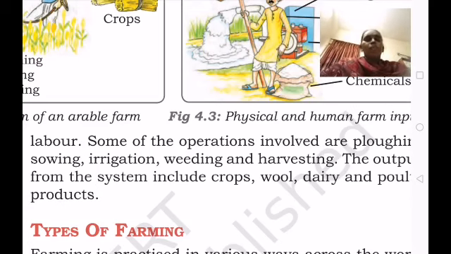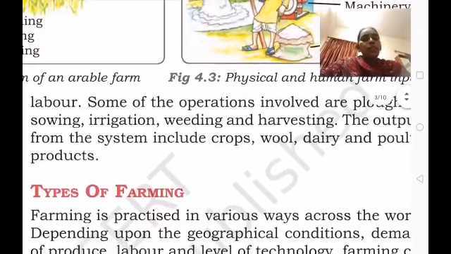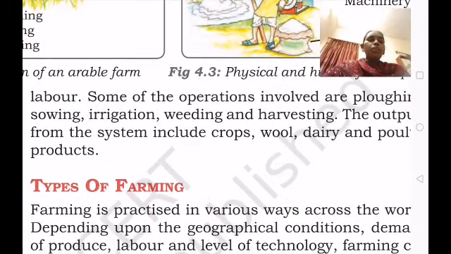So agriculture comes under the primary activity. There are agriculture, sericulture, pisciculture, horticulture, and also the farm. What is the main process of agriculture, and what are the input and output? So in the next class, let us learn about the different types of farming.